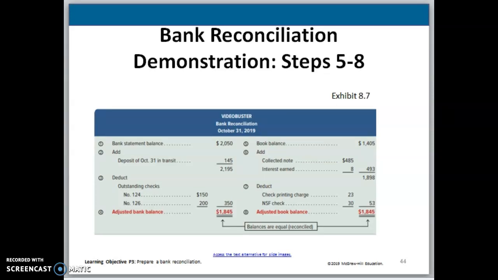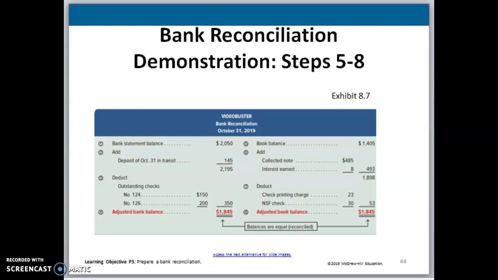So when we look at the other side, steps 5 through 8 are on the book side. So we take our book balance, which we get from our cash account, the balance per the books, and we have a balance of $1405. We're going to identify and list any unrecorded information from the bank, any interest earned, any errors understating the book balance, and we're going to add them to the book balance.